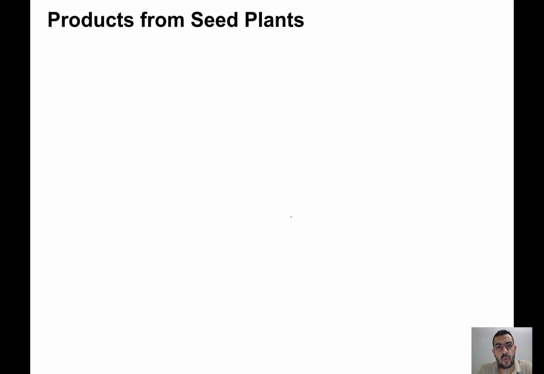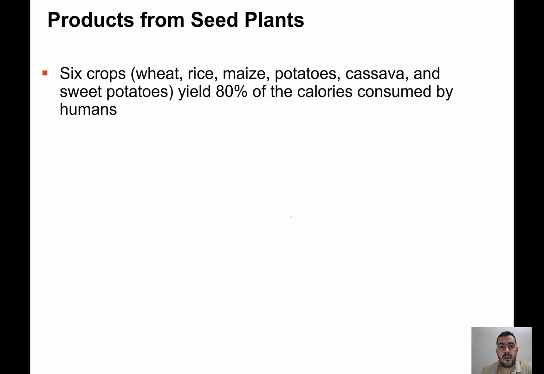So what are the products from the seed plants? What is the importance of seed plants? The first thing is nutritional supply. So they are an important supply of the calories we consume as humans and other animals. And one of the studies has shown that we have 6 crops that contribute to about 80% of the calories consumed by humans. So these are the wheat, rice, maize, potatoes, cassava, and sweet potatoes.